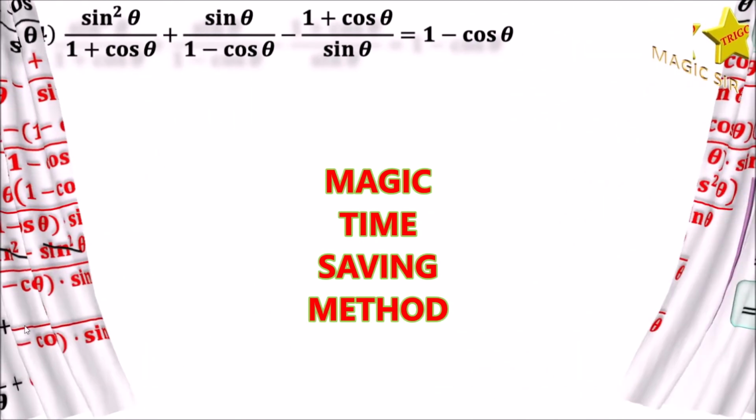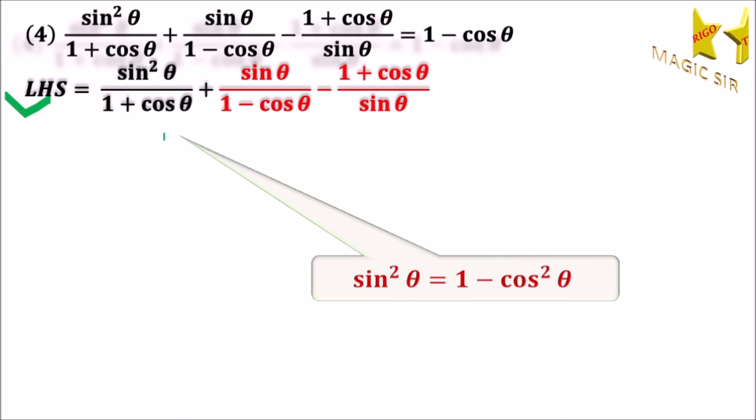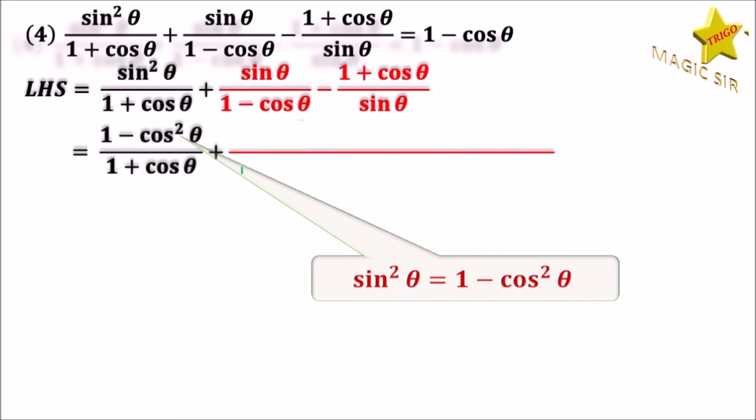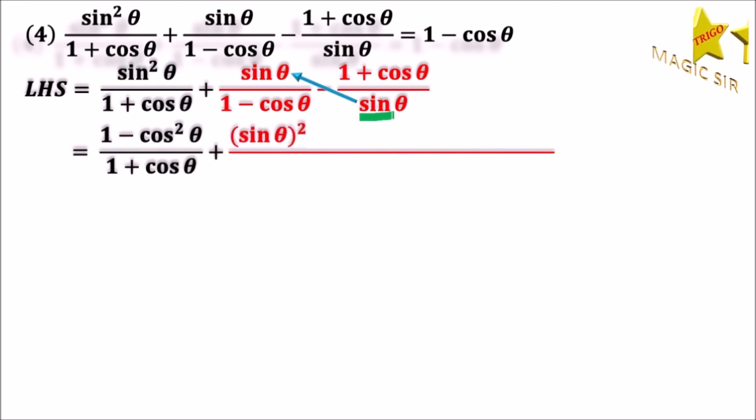Friends, look at the time saving method. Let us take the left hand side of the equation. We know that sin square theta is equal to 1 minus cos square theta. So we can replace sin square theta with 1 minus cos square theta. Here the denominator is 1 plus cos theta. Now let us simplify the fractions denoted by red color.